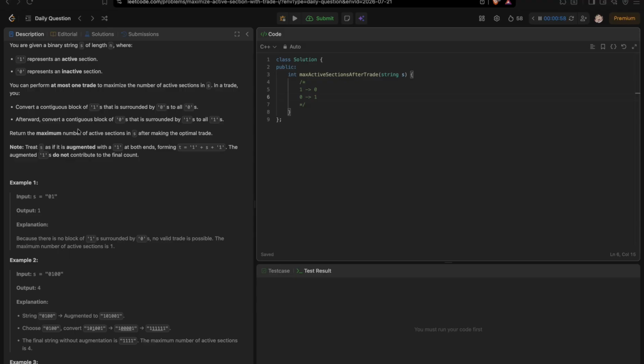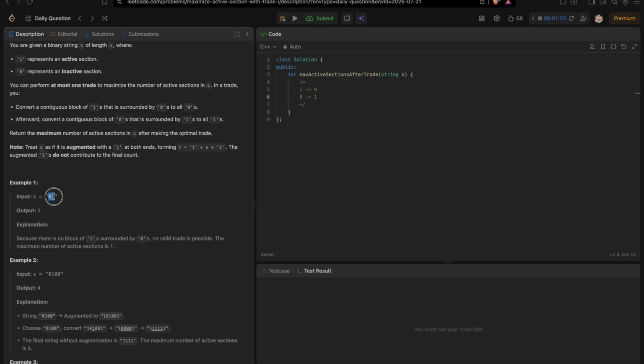Now treat this as if it is augmented with 1 at both ends, forming t equals to 1 plus s plus 1. The augmented ones do not contribute to the final count. So we can assume that we are having one at both the ends, and then we can make decisions so that we can convert zeros at the left and right end.